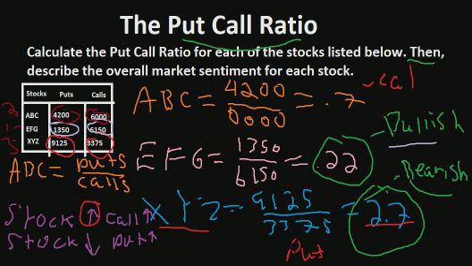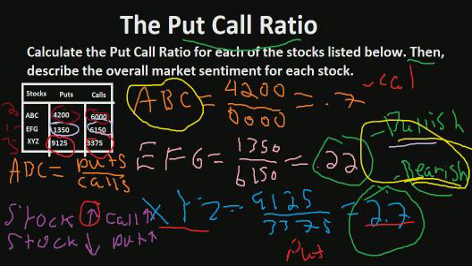So EFG is clearly very bullish, and XYZ is clearly very bearish. So what about ABC, right? I mean, it's clearly not totally bearish, but it's not completely bullish either. Well, this stock would be classified as a neutral stock.